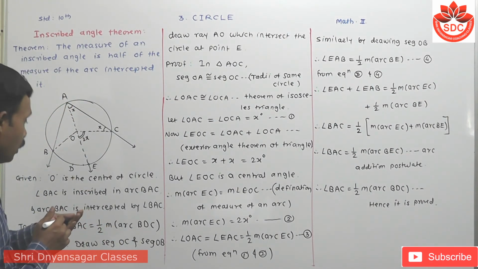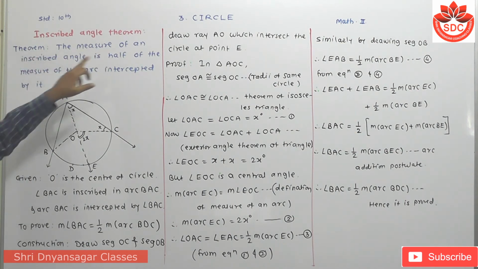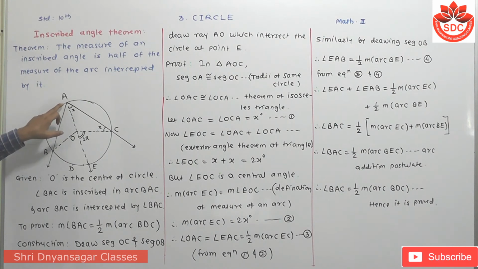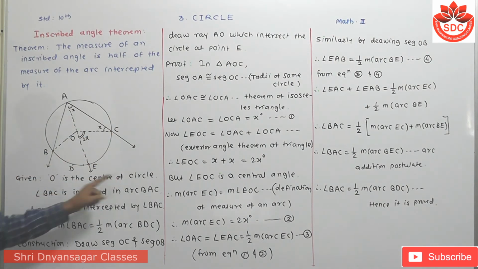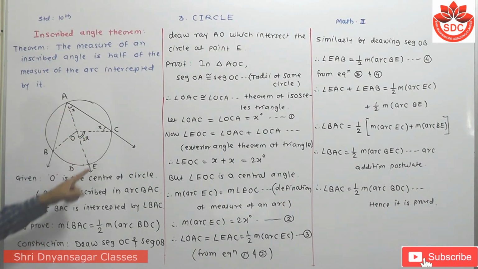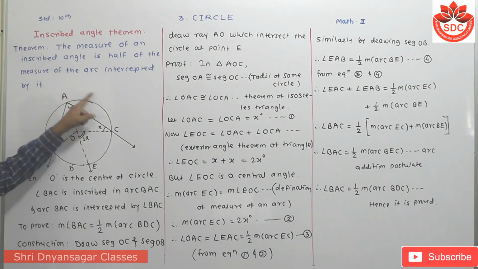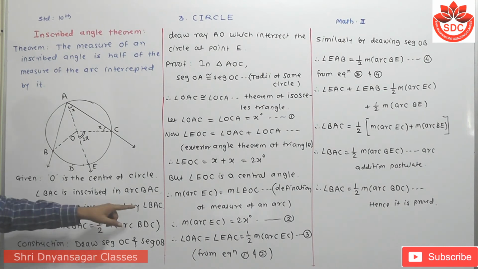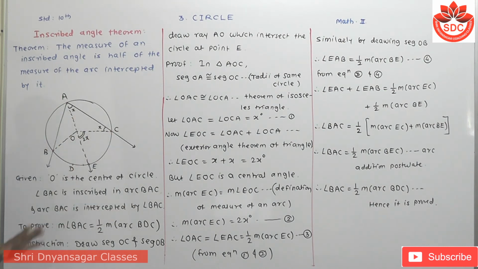Look at this theorem again: the measure of an inscribed angle is half of the measure of the arc intercepted by it. Meaning angle BAC is equal to half of this arc. We have to prove it here. So O is the center of the circle. Angle BAC is inscribed in arc BAC. Arc BDC is intercepted by this angle BAC. To prove is that the measure of angle BAC is equal to half of the measure of arc BDC.